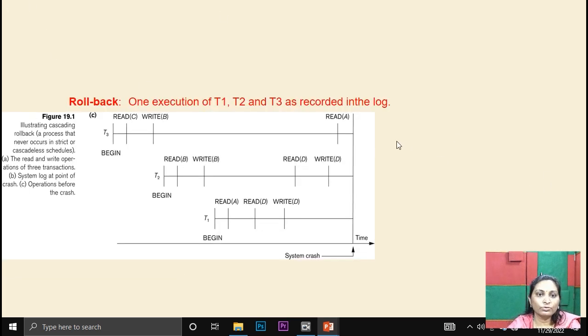Here is shown the execution of T1, T2, and T3 recorded into the log. T3 reads C, writes B, reads A. Transaction T2 begins, reads the value of B, writes the value of B, again reads the value of D, and writes the value of D. And transaction T1 reads A, reads D, writes D. At this time the system crash happens, and all these transactions which are related to each other, or read data written by another transaction, will be rolled back.